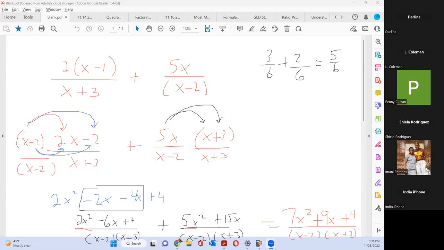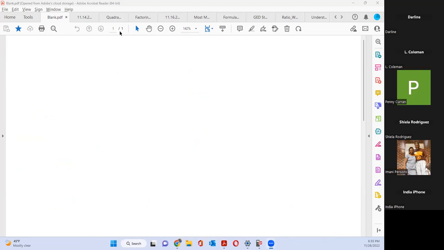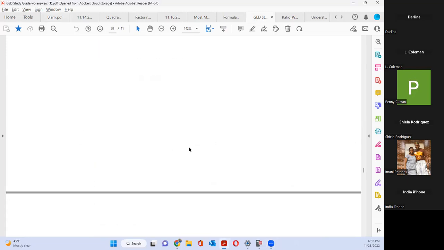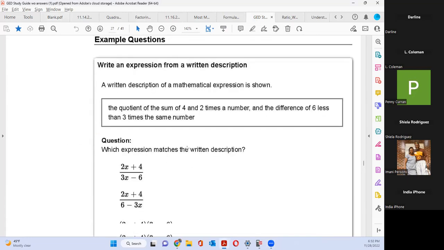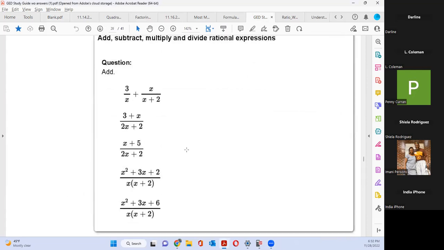Let's do another example. And I'm glad you brought that up, because this is one of the problems on the GED study guide. This is a 40 question. There we go, right there. It's not the same exact problem, but it's a very similar problem. So they're going to ask you to add or subtract rational expressions.